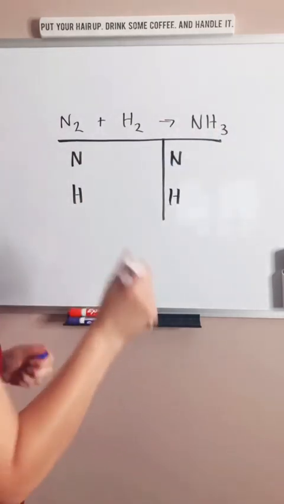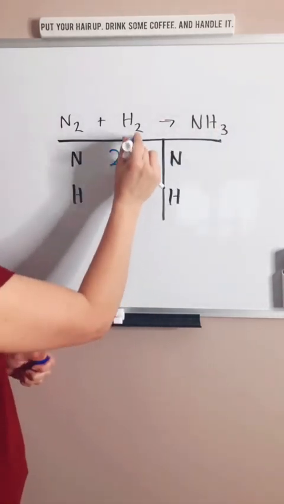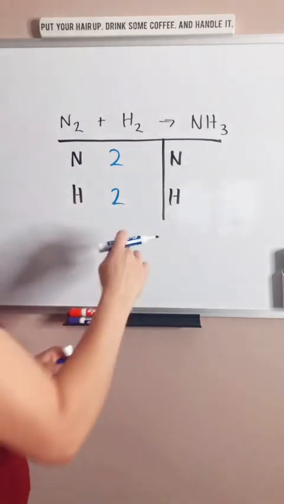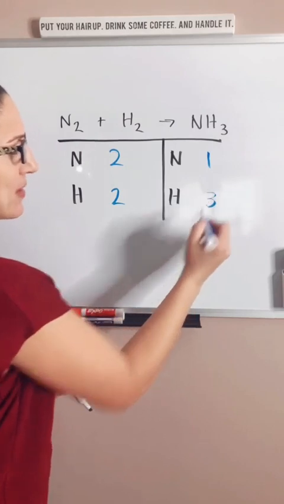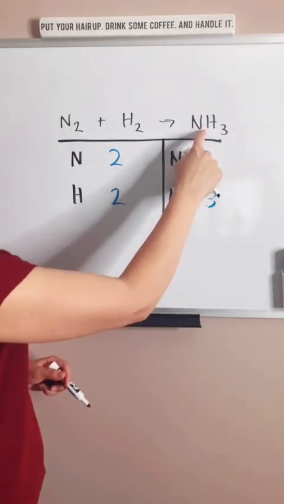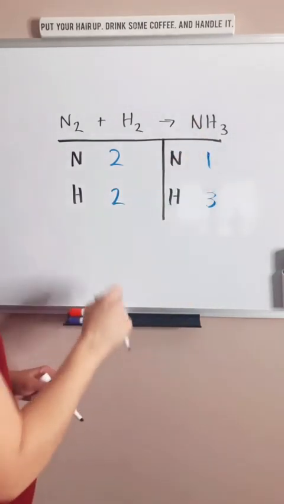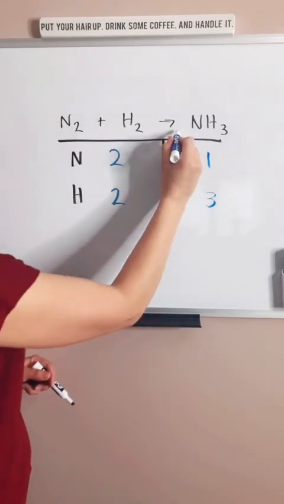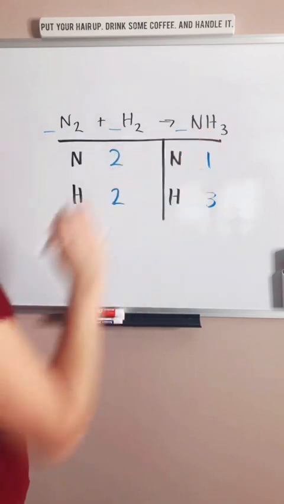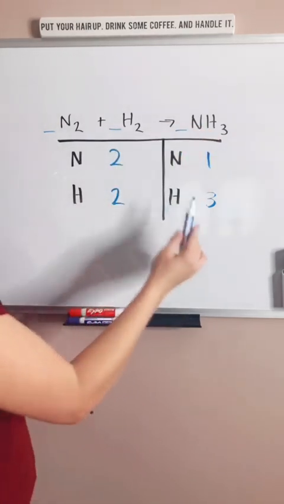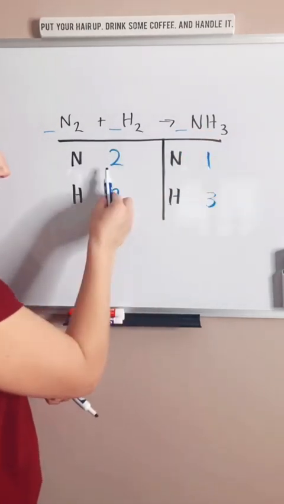I'm going to go ahead and say there's 2 nitrogen, there's 2 hydrogen on this side, and on the product side, I have 1 nitrogen and I have 3 hydrogens. So I can see that since there's no subscript, that means I have one of those. And I have nothing in my coefficient spots here, here, or here. So that means I have one of each molecule. Now, when I have this, I can see that they are not balanced.